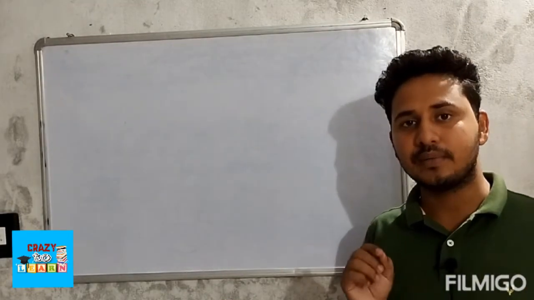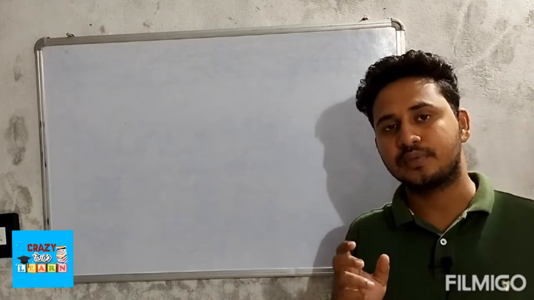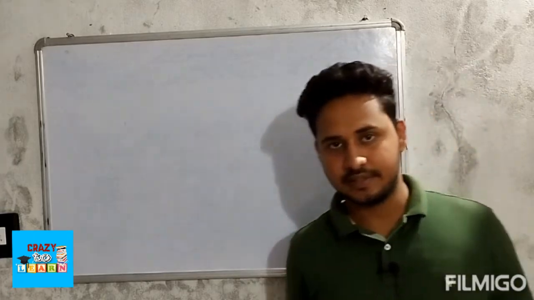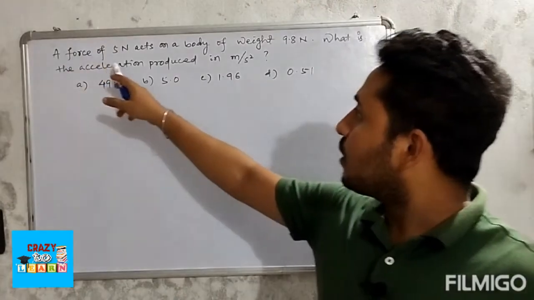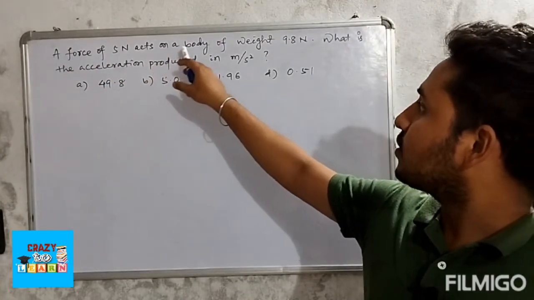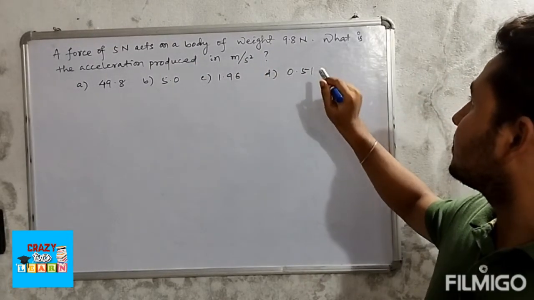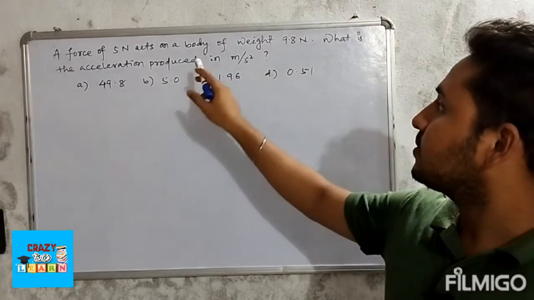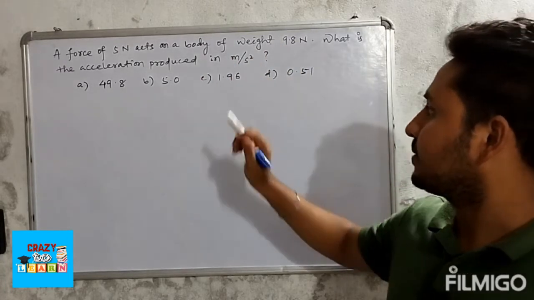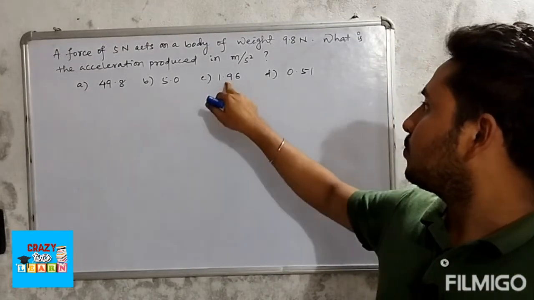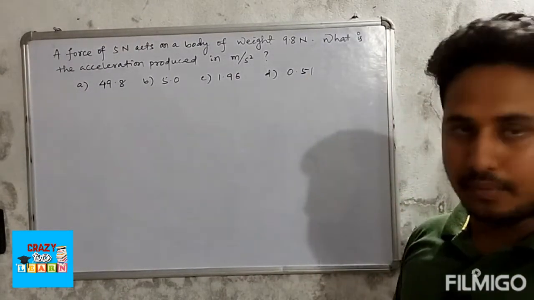This is the second part of the numerical problems related to Newton's laws of motion. Let's start. A force of 5 Newton acts on a body of weight 9.8 Newton. What is the acceleration produced in meter per second square? Options are 49.8, 5.0, 1.96, 0.51.